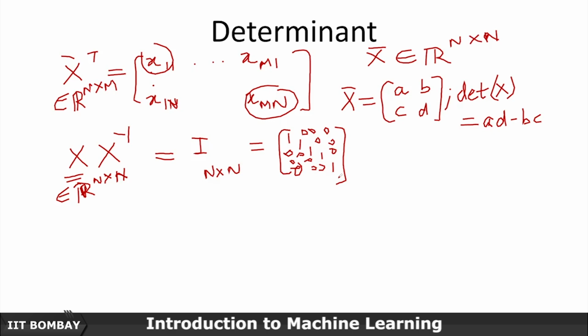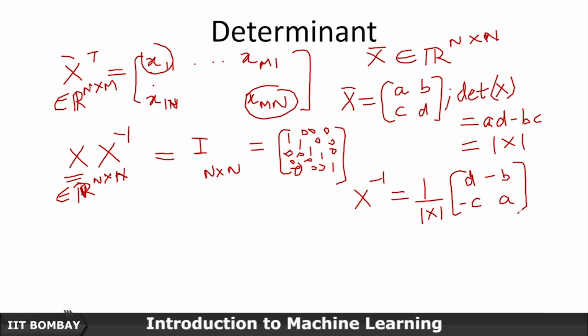So for 2 by 2 square matrices, the simple answer for x inverse is going to be, by the way, this is also denoted as x with the modulus sign. So 1 by determinant of x, okay, and then we will have d, minus b, minus c and a.